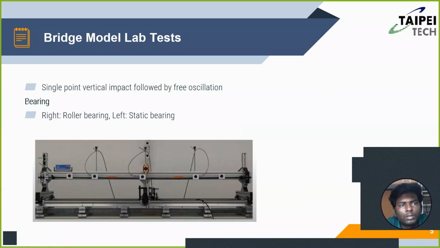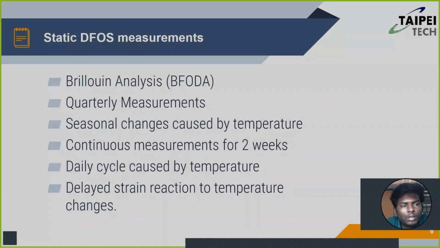Bridge model lab test. They tested the distributed fiber optic sensor in a controlled lab setting. The bridge model was subjected to a single vertical impact followed by a free oscillation. It was mounted with roller bearings on the right and static bearings on the left, simulating real bridge conditions.